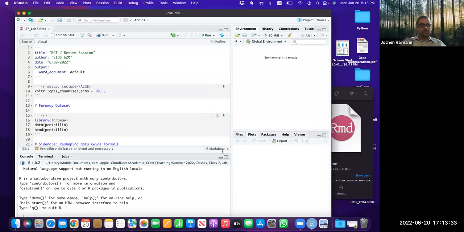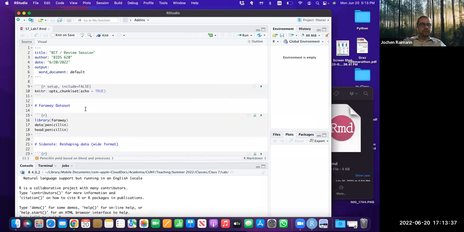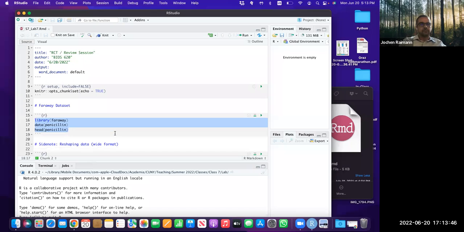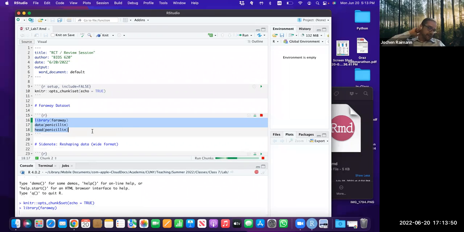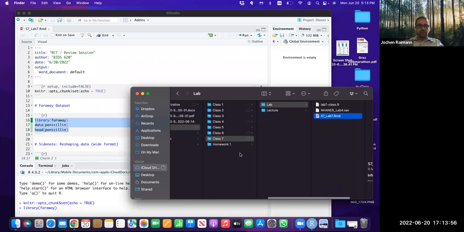Okay, so I think the general overview was hopefully quite clear. So essentially you are opening the faraway package, which is also explained in the faraway paper, which I hope you all have seen.